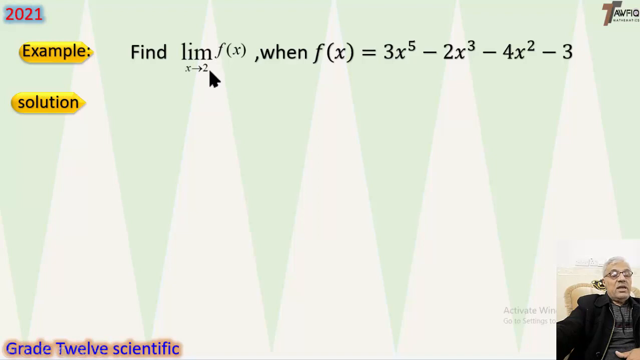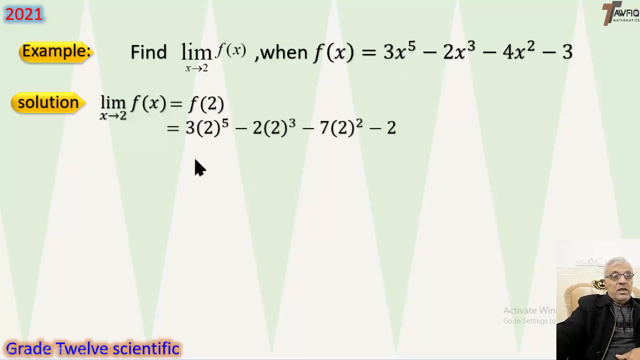Find the limit as x approaches 2 of f(x), when f(x) is 3x to the power 5 minus 2x cubed minus 4x squared minus 3. The limit as x approaches 2 of f(x) is equal to f(2). That means replace 2 in place of x. It becomes 3 times 2 to the power 5 minus 2 times 2 cubed minus 7 times 2 squared minus 2, which becomes 61.